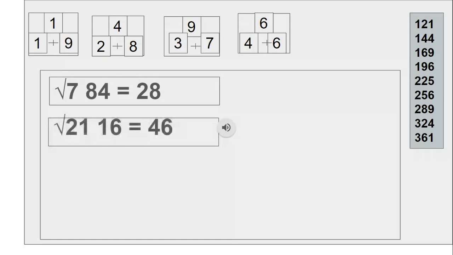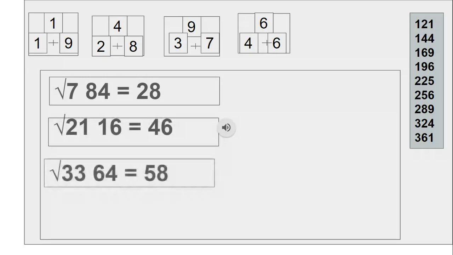Next one is 2116. So here for 6, we know that 4 and 6. Keep it like that only. The next 21, 4 4s are 16, isn't it? Then for next number of 4, 5. 4 5s are 20. So 21 is greater. So bigger number we have to take. So that is 46. Now 3364. So here also 4 is there. So 2 and 8 are the numbers.